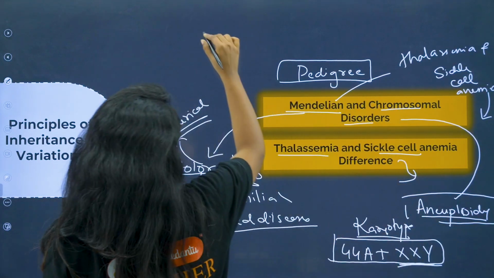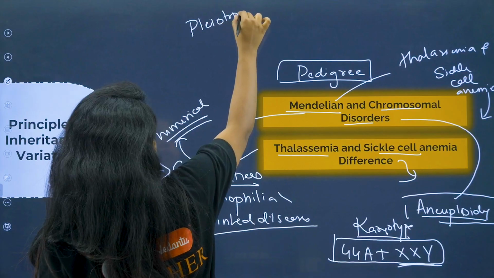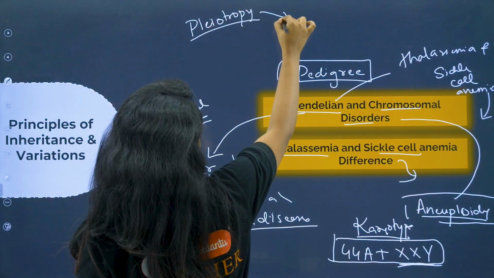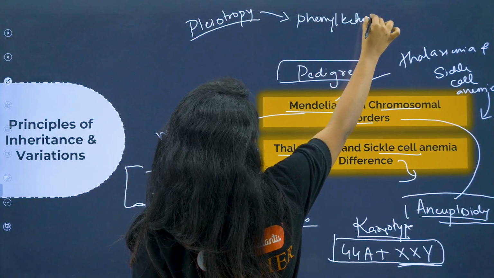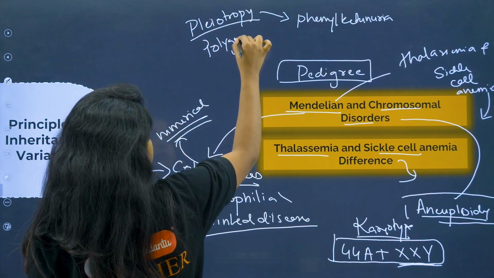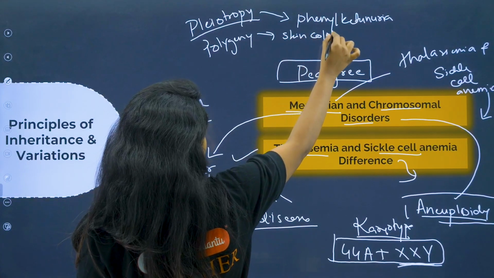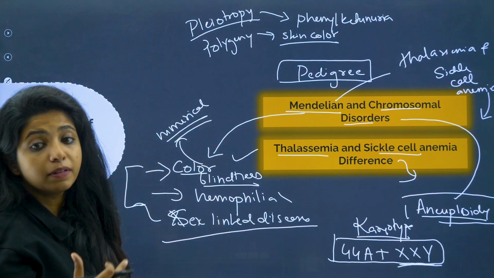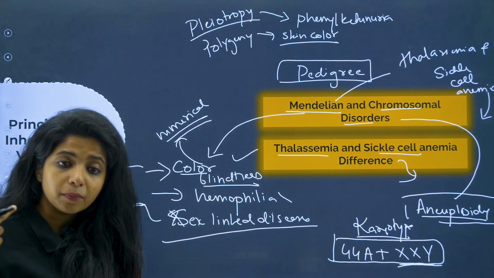Now you have something else also, which is pleiotropy and polygeny. Pleiotropy's example is phenylketonuria. So you should be knowing about that. Polygeny, its example is skin color. Polygeny, what do you mean by that? One particular character is controlled by multiple genes. That is what you mean by polygeny. So your skin color is controlled by multiple genes.